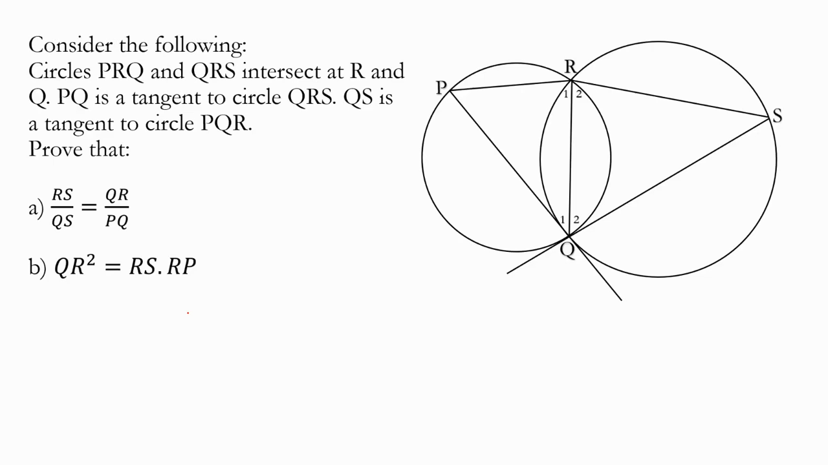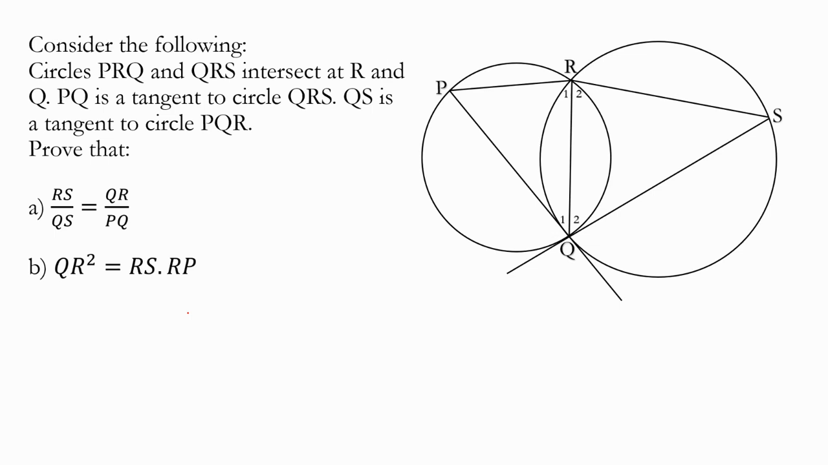Let's look at this type of a problem, which is a bit different from what we have been doing all along. It says consider the following circles PRQ and the bigger circle QRS. The circles PRQ and QRS intersect at R and Q. It means they meet there.